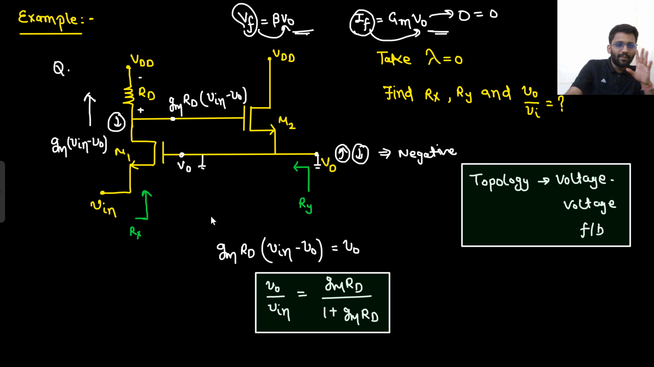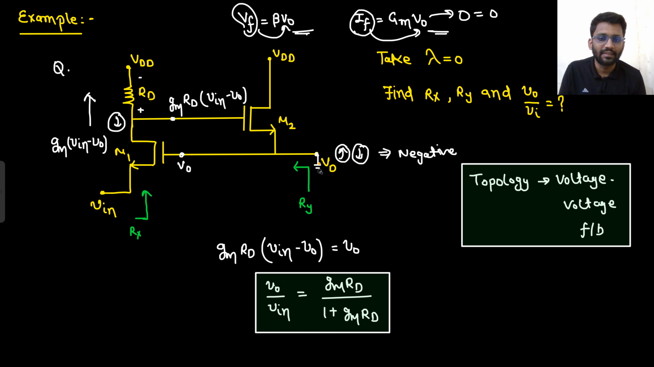If you are checking the feedback topology, at the output you will always see V naught. If you short circuit V naught, is there any feedback coming towards the input side? No. If I short circuit V naught, there is no feedback coming to the input side. That means there is voltage sampling. Now let's talk about the other point.